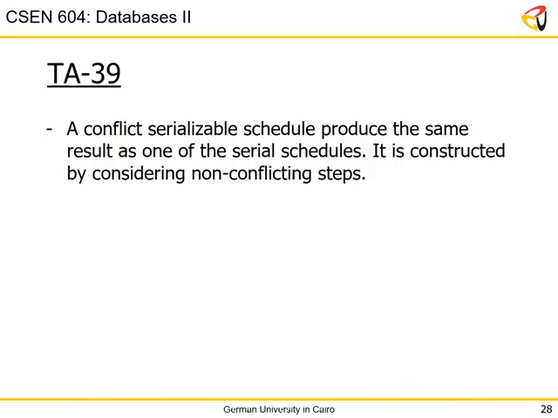So to summarize, a conflict serializable schedule produces the same result as one of the serial schedules. It is constructed by considering non-conflicting steps. And we will see what that means shortly.